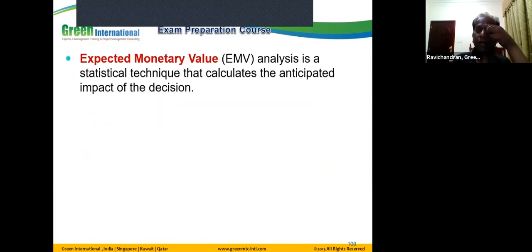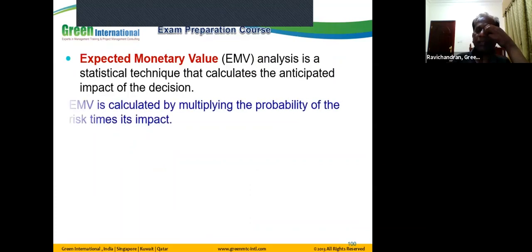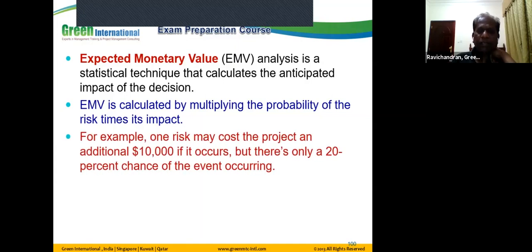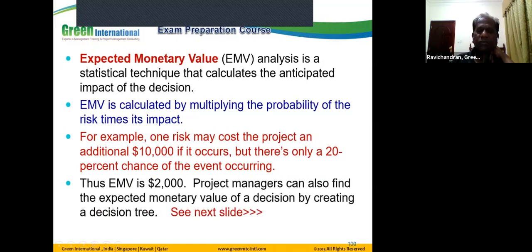Expected monetary value analysis is nothing but probability multiplied by impact. Example, you have a risk which is going to create a cost impact of say $10,000. But the chance of risk occurrence is 20%. What is the EMV for this risk? It is 2,000, which is 0.2 multiplied by 10,000. That is 2,000.